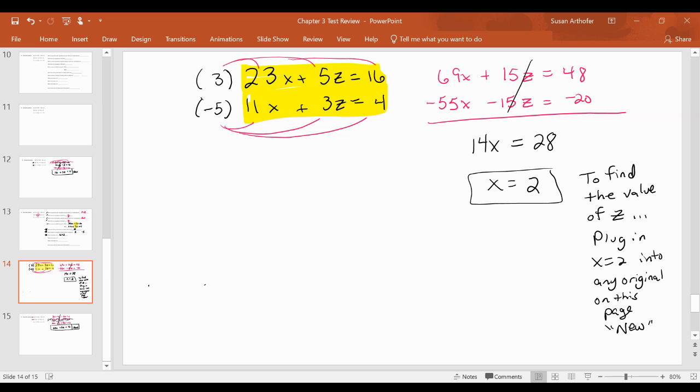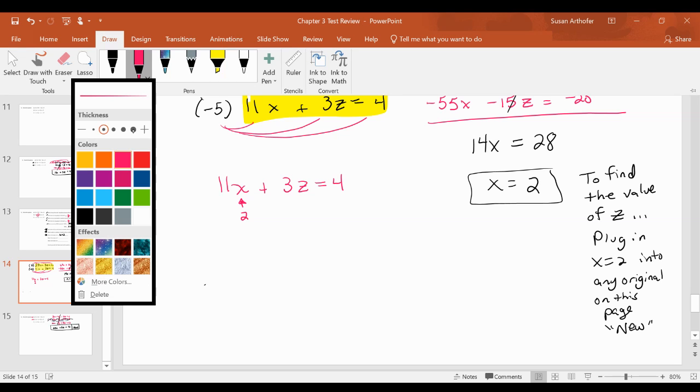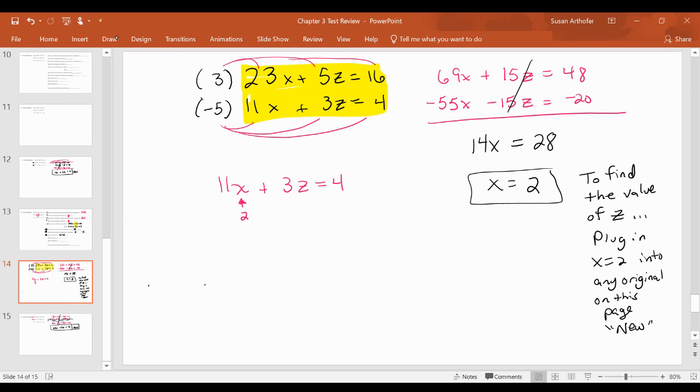So we have x equals 2. I'm going to use the bottom one. I'm just rewriting it once. So we have x equals 2, so we're going to plug a 2 in right here. So that would be 11 times 2. So we have 22 plus 3z equals 4.